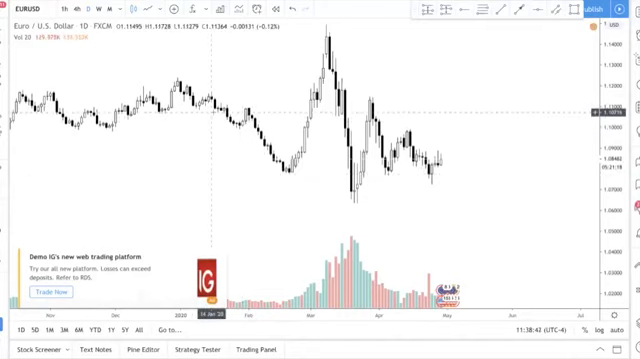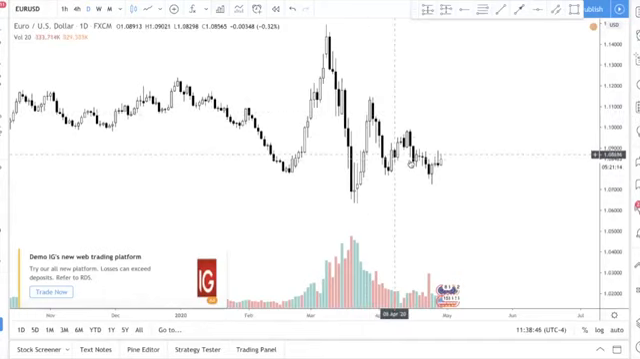Let's go into EURUSD right now. So now we're looking at EURUSD. First step, ask yourself, what is the market structure?